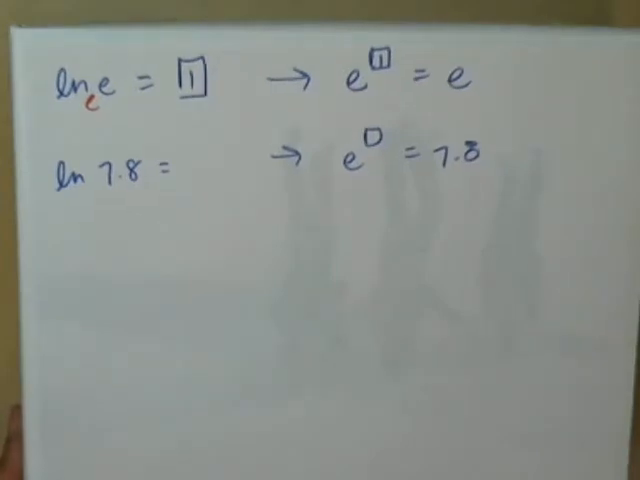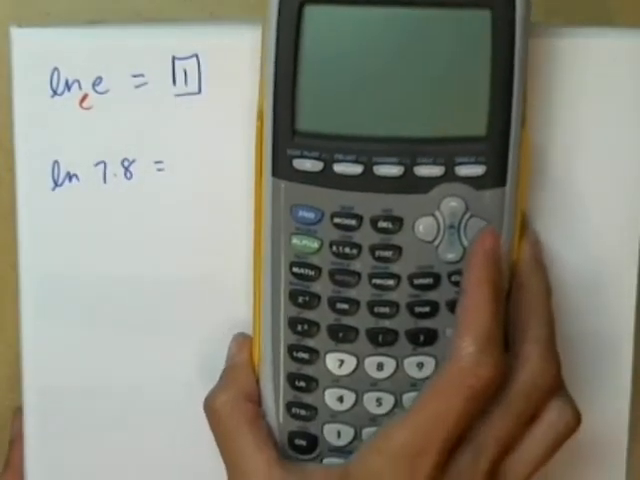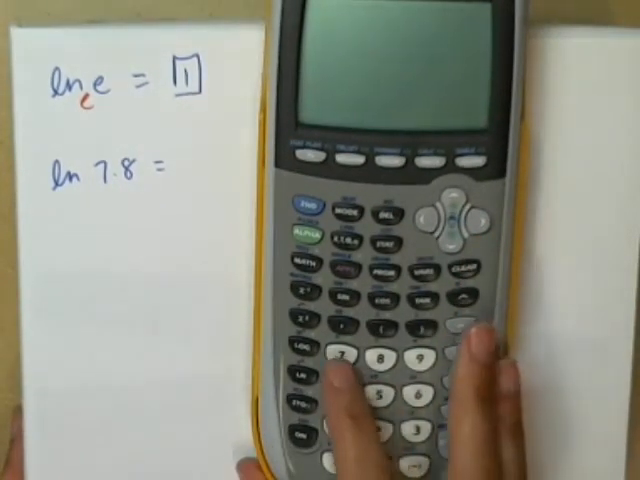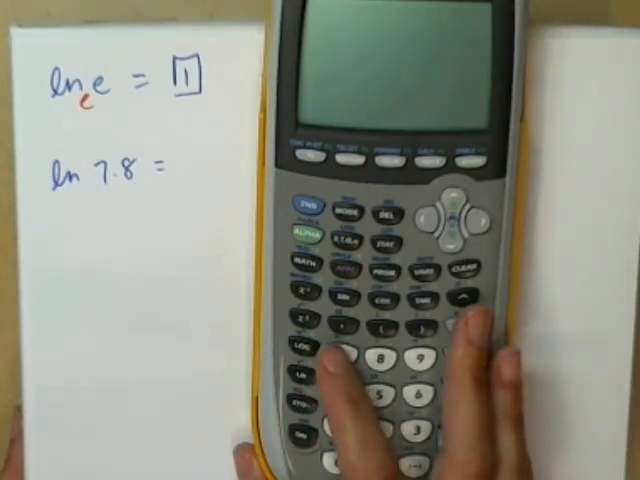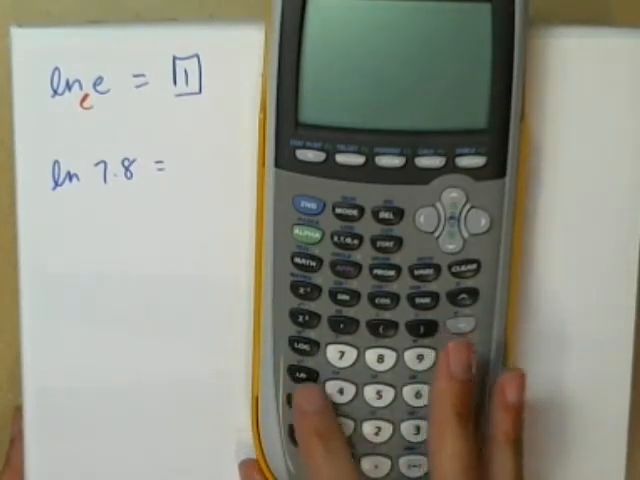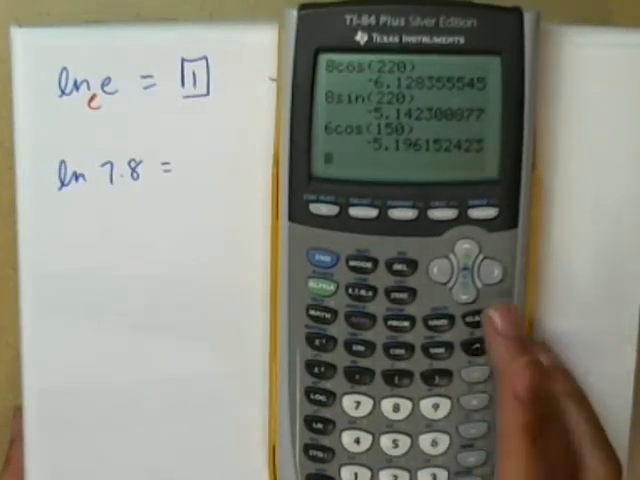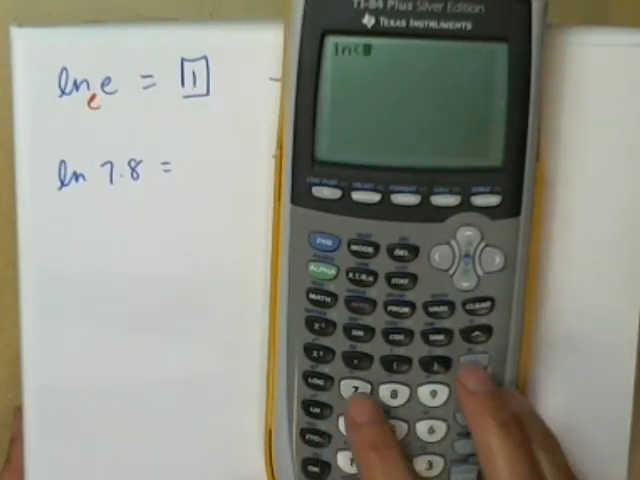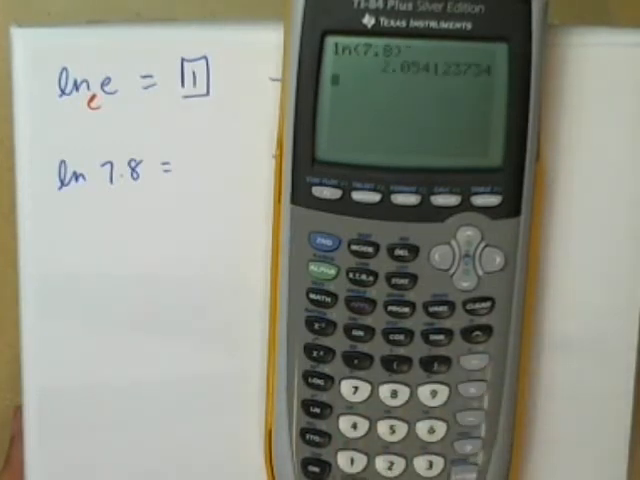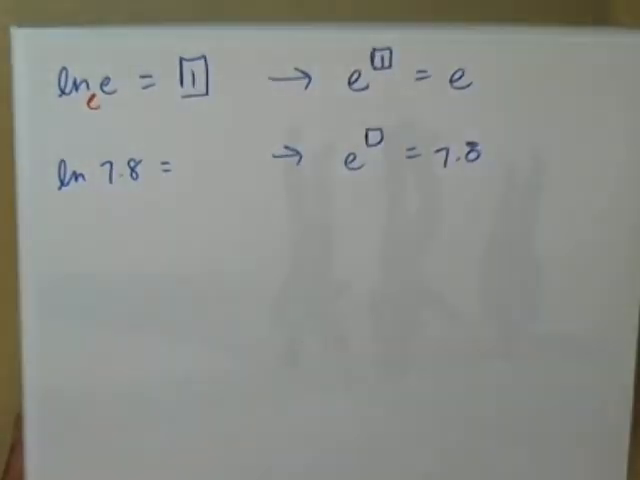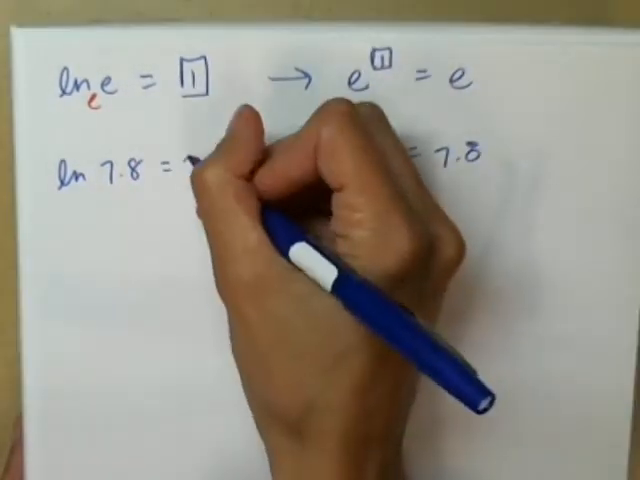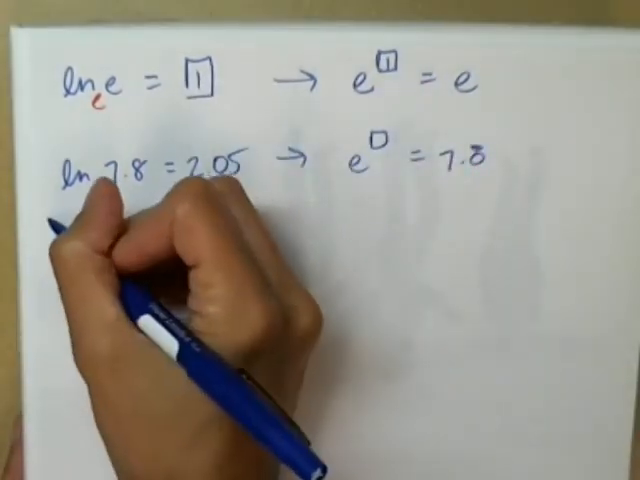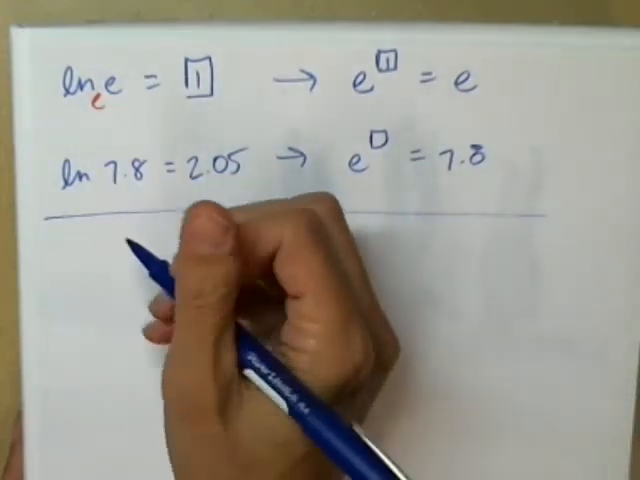But if you take a look at your calculator, we'll do this one. Your calculator will not do a log base 5 or a log base 2, but it will do the natural log. My natural log is here. So if I turn my calculator on, clear what I've got, I'm going to do the natural log of 7.8, and it tells me it's just a little more than 2, so 2.05.